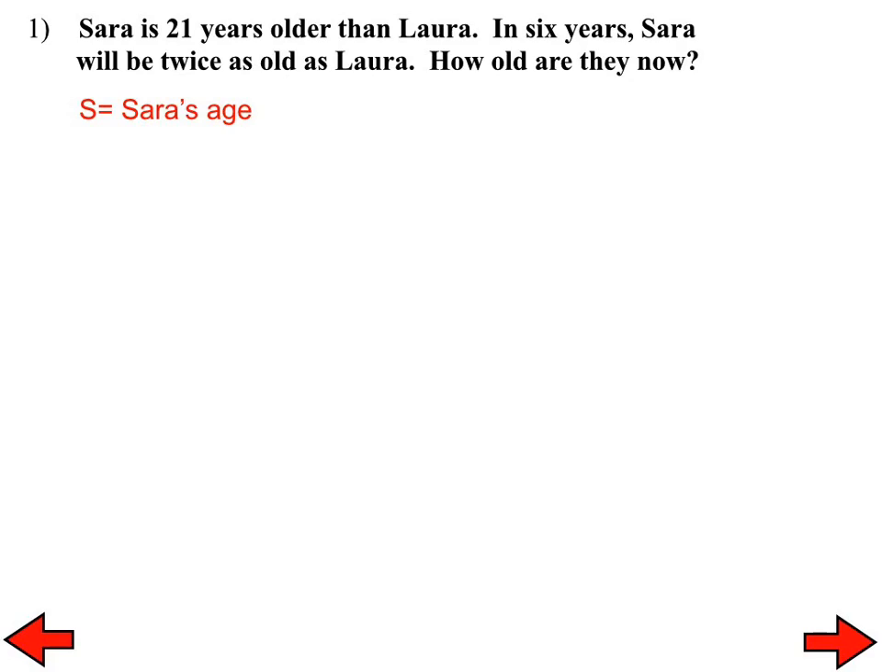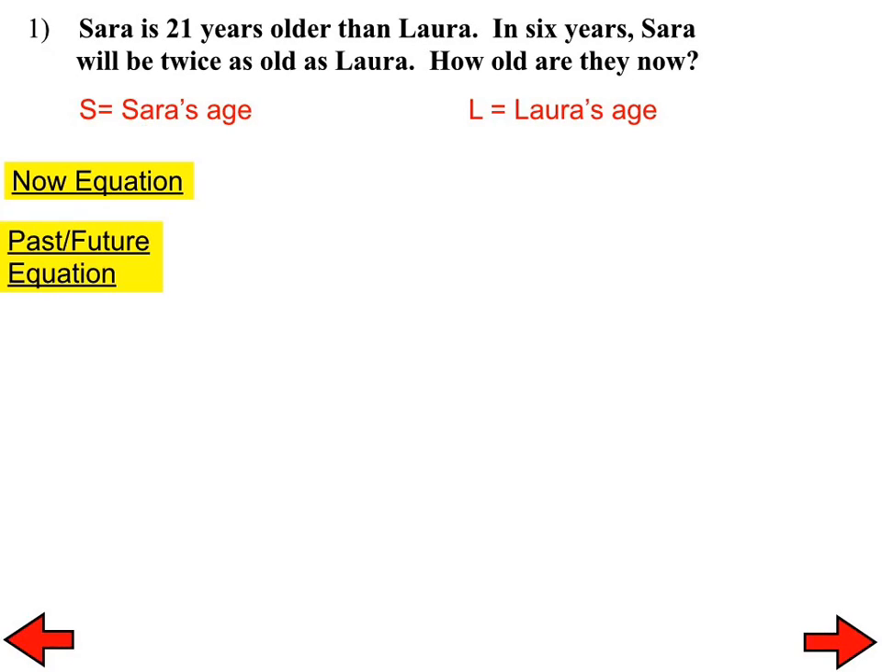of equations. And as usual, I am defining my variables. I will use S for Sara's age and L for Laura's age. And I'm going to come up with 2 equations for my system. One that I refer to as a now equation that basically compares their ages now to each other. And then a past or future equation, depending on whether we're talking about in the past or in the future.